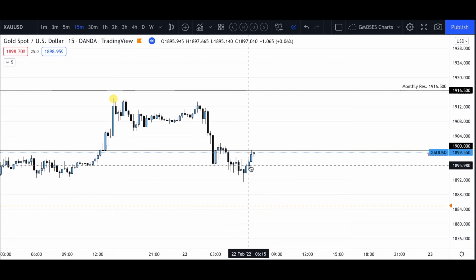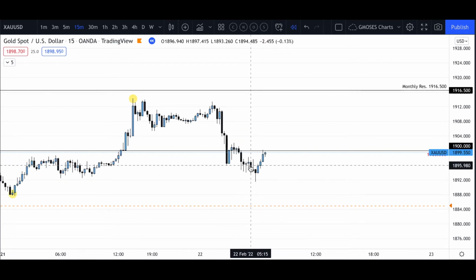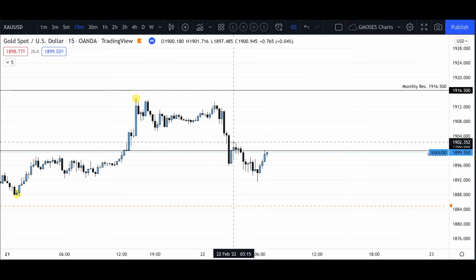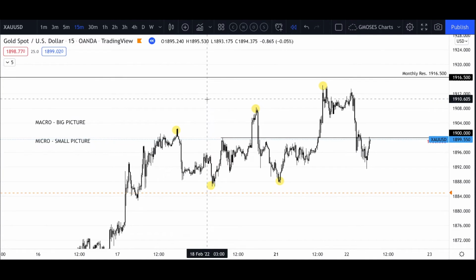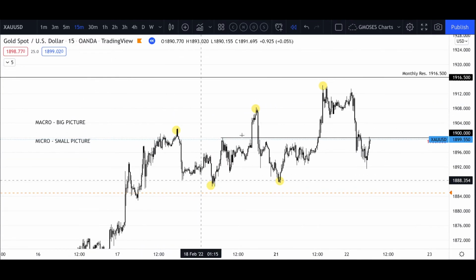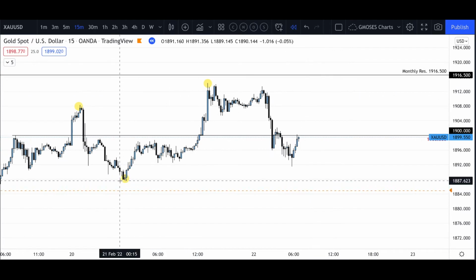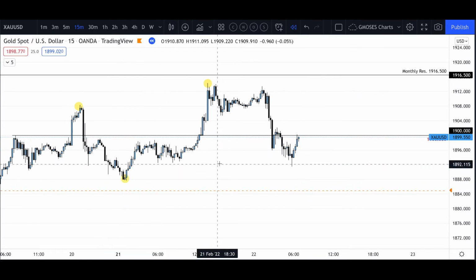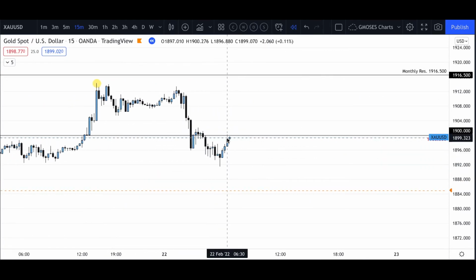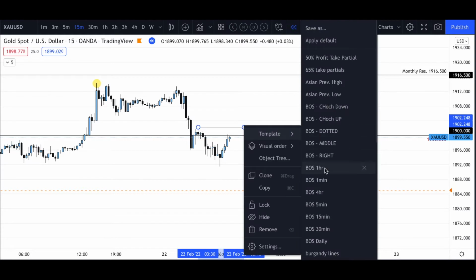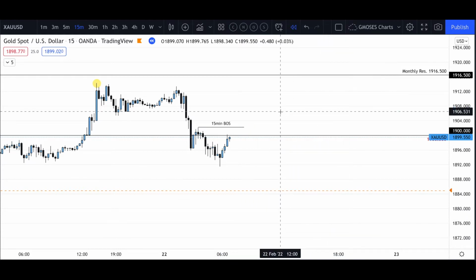Now what I want to see is whether we get a break of structure on the 15-minute. Think about what I said: we're looking at the big picture, we're macro right now. We're not really looking for any sales unless we break this last structure point here. I notated that if this point breaks, then this will be my break of structure on the 15-minute. Let's play price and see what we got.